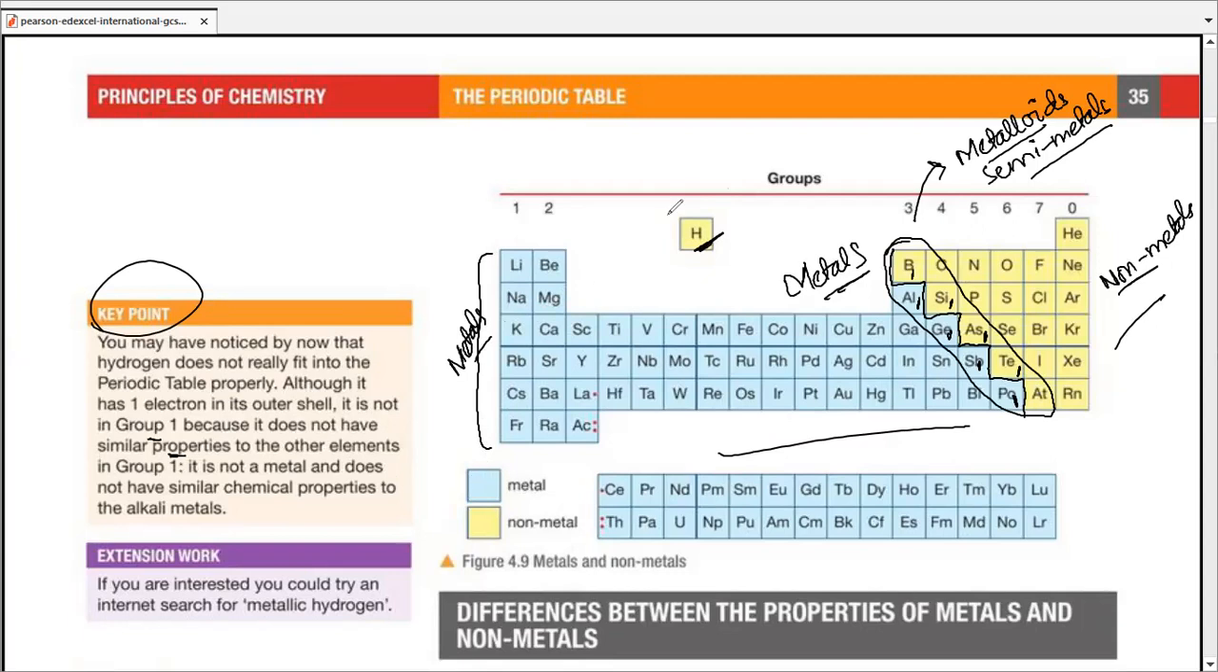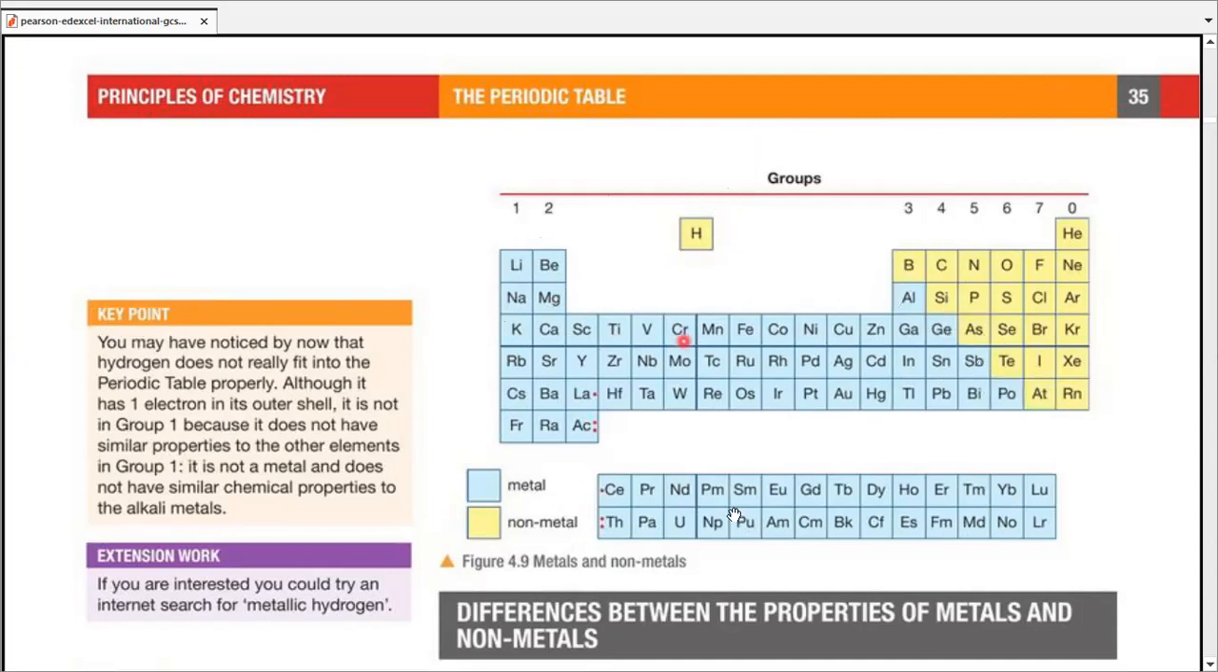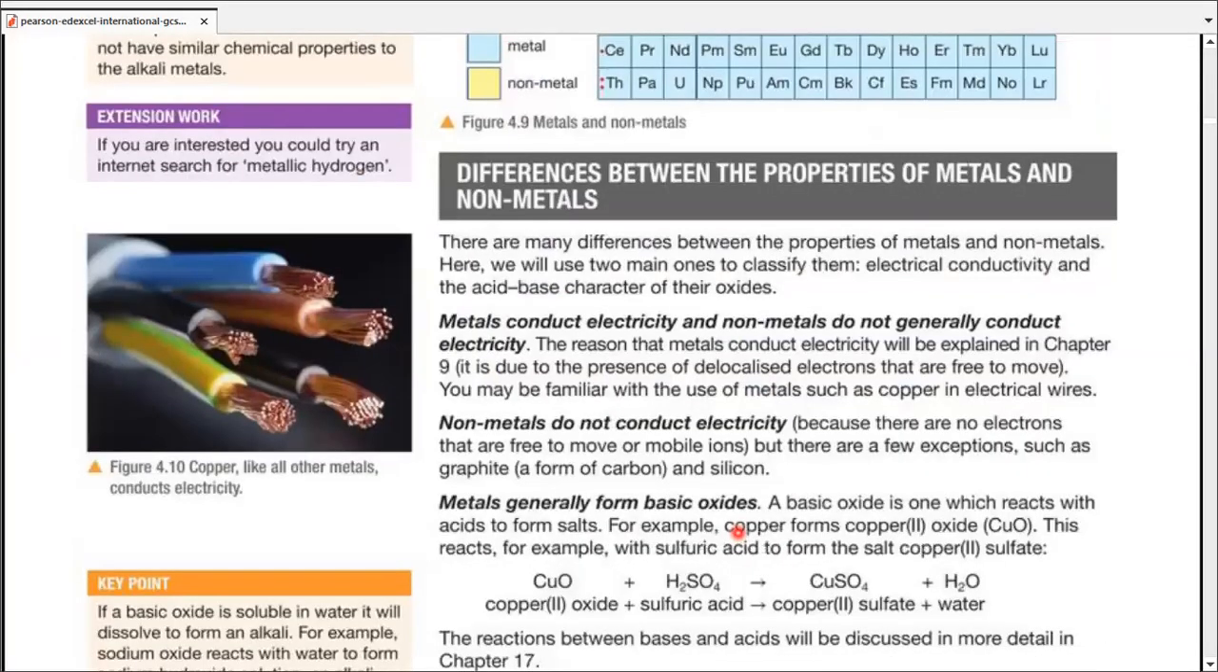So we're not going to place hydrogen on top of group 1. That's not the right way. The right way is to put hydrogen somewhere in between and call it a unique element, different from the rest of the periodic table. All right? So this creates the difference for us.